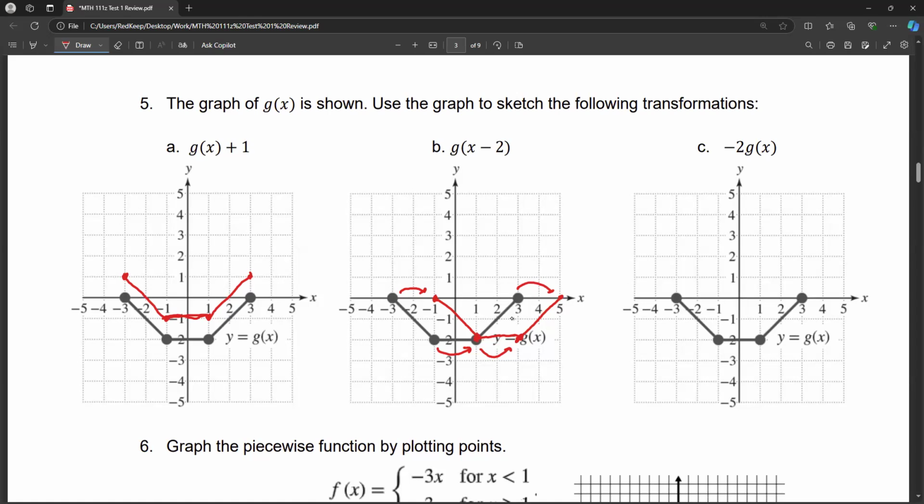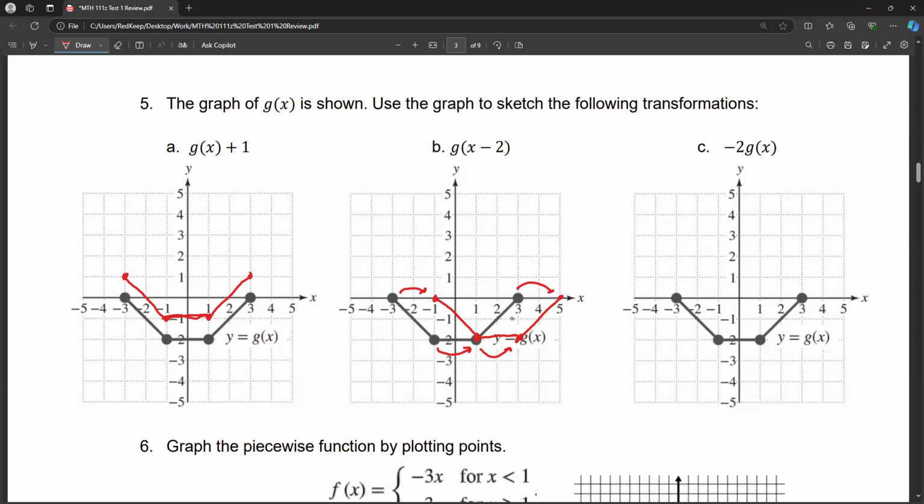Okay, so moving on to part C, we see that we have -2 times the function g of x, right? So here, if we were just looking at, say, the negative first, we know that if it was negative g of x, what that would do is basically flip this across the x-axis, right, or the horizontal axis. So that's helpful, right? Because that helps us kind of gauge where we're going with this.